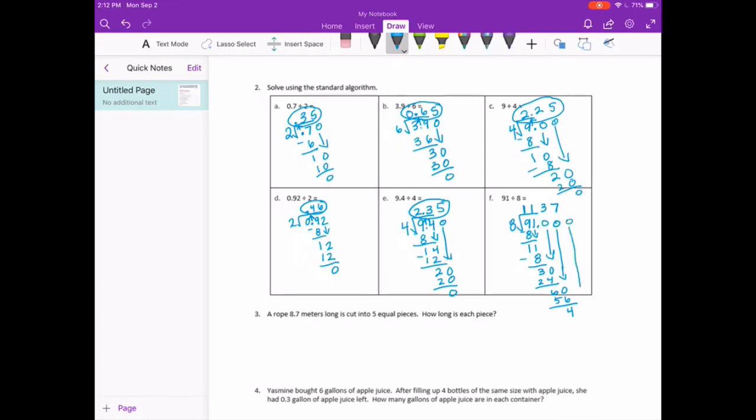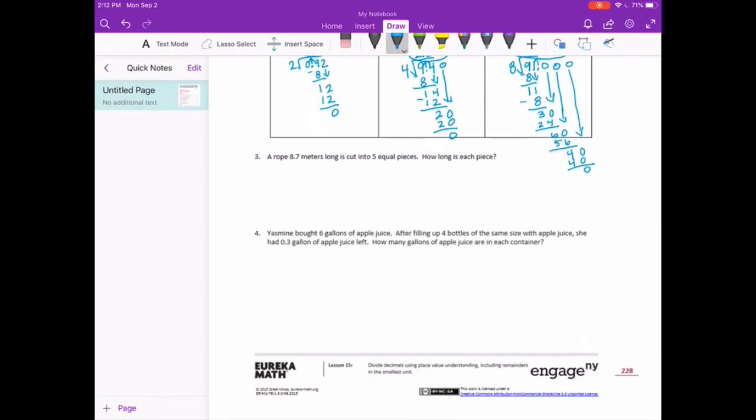I'll add another 0. Bring it down. 8 goes into 40 5 times. 8 times 5 is 40. Finally, we're finished. We have no remainder, so let's bring up the decimal point. 11 and 375 thousandths.